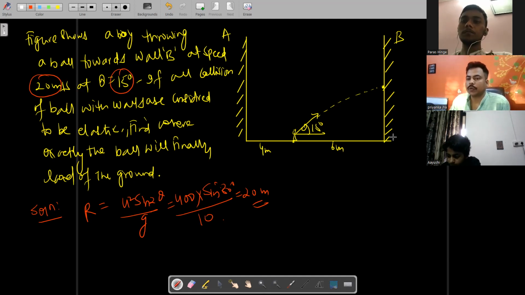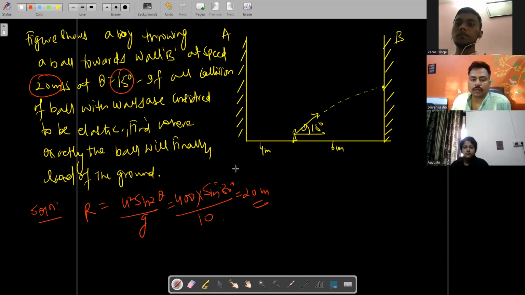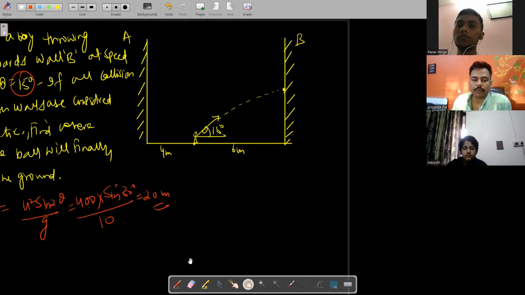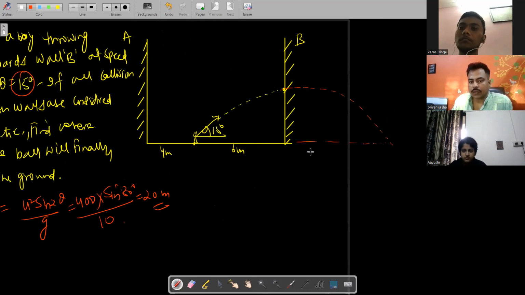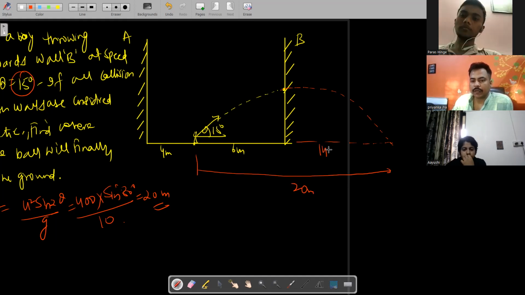Now think, if this wall was not here, this ball would have gone all the way and fallen on the ground somewhere here, like this. So this complete thing is what? The range, and that is 20 meter. So this is 6 meter, and this will be 14 meter.